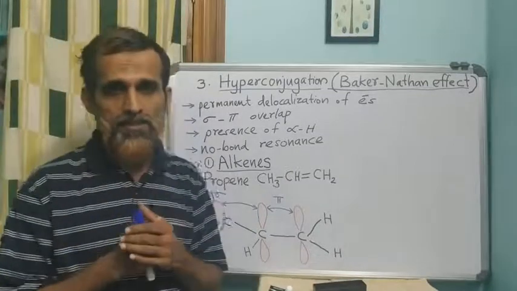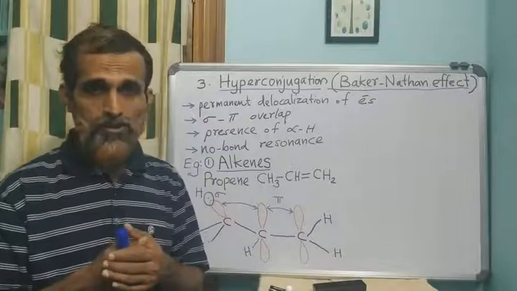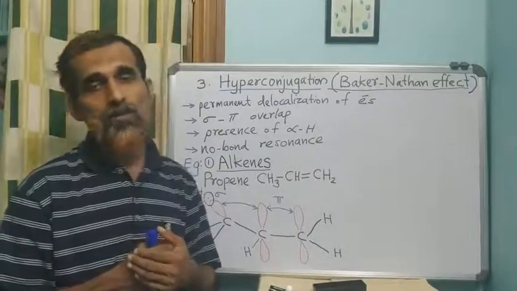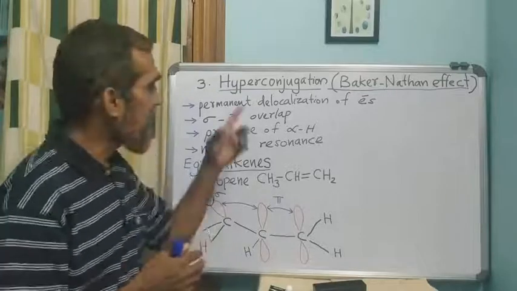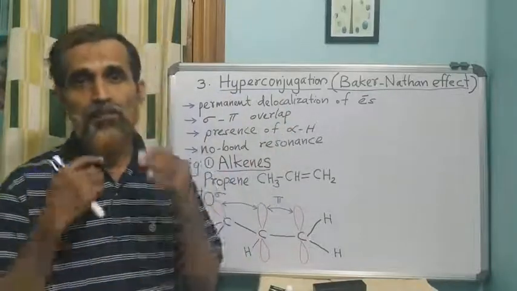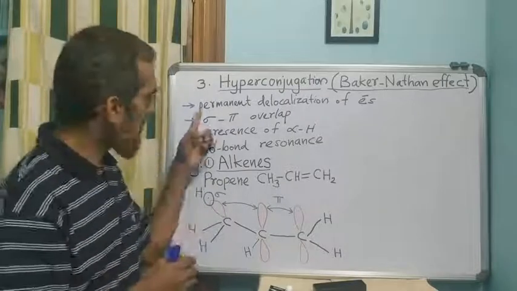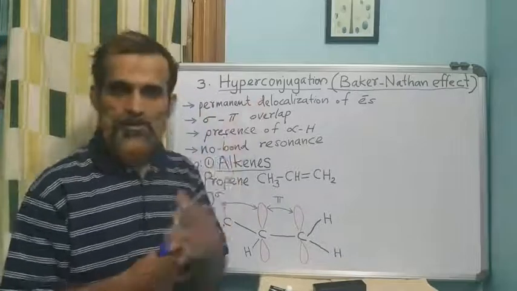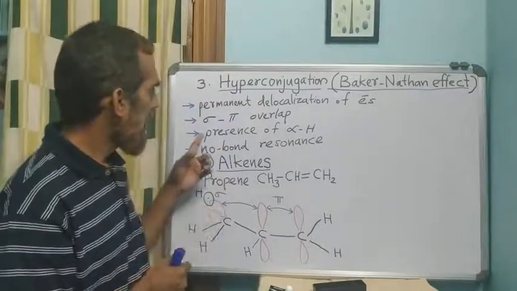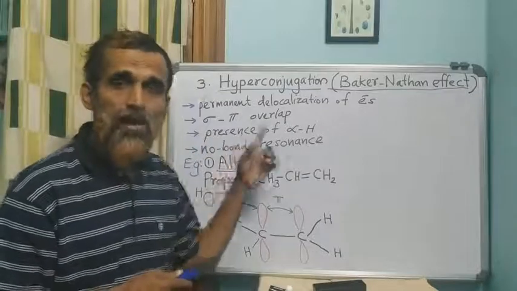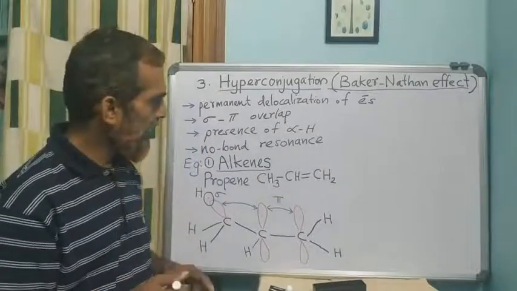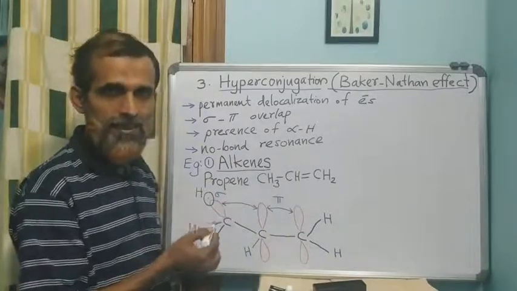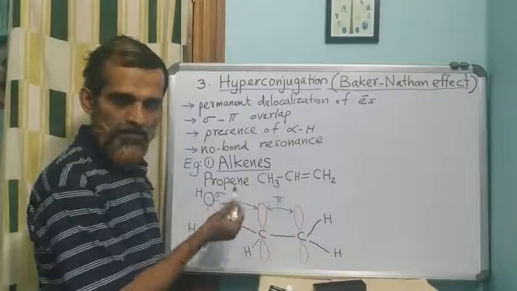Whereas inductive effect is delocalization of sigma electron, resonance effect involves delocalization of pi electron. Here hyperconjugation is a hybrid type. It involves both sigma bond as well as pi bond. It is a permanent delocalization of electron. It requires presence of alpha hydrogen. What is alpha hydrogen? Look at this example which we are going to discuss in detail, that is propene.